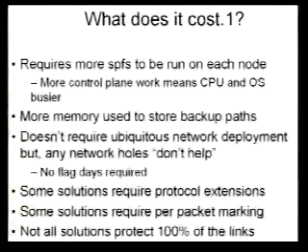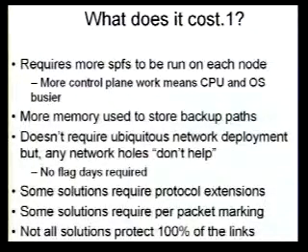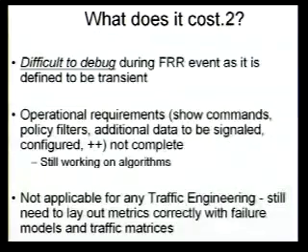So let's quickly review. What do these solutions cost? We are running more SPFs. Means more control plane work, more CPU, the OS is busier, we need more memory. We don't require ubiquitous network deployment, but network holes don't help with IP Fast-Reroute. If you've got a hole in the network, we simply are going to go back to the old way of converging, which can be pretty quick, but we're going back to the old way of converging and having microloops in those cases. Some of the solutions require some protocol extensions, which we may or may not want to try and deploy in our networks. Some solutions require per packet marking, and not all solutions provide 100% solutions, which may or may not be a problem for what we're trying to do.